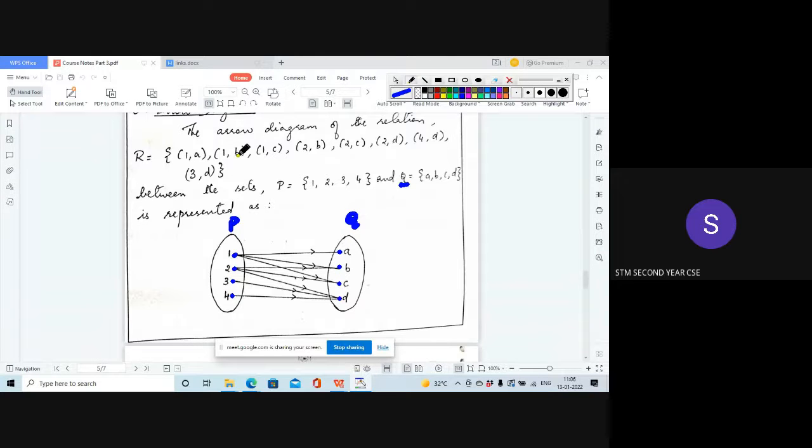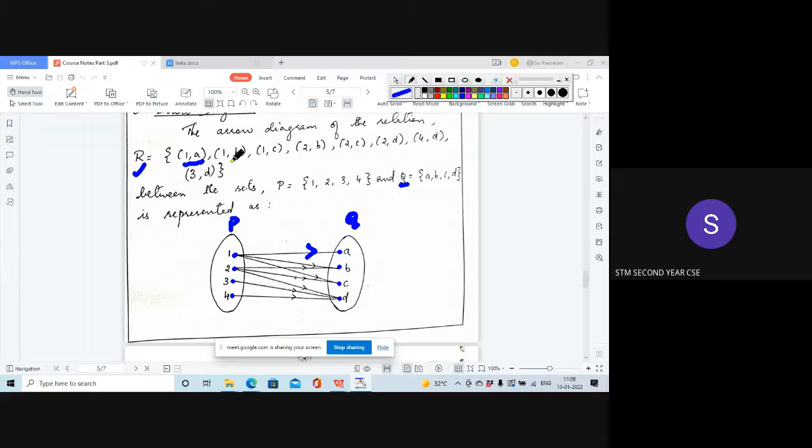Now, I want to represent the relation from P to Q. This is the relation defined from P to Q. So to represent the relation, look at the ordered pairs. We have to represent the ordered pairs in this graphical form. The first ordered pair is 1A. So from 1, draw a straight line to A and put an arrow. Okay, so that ordered pair is over.